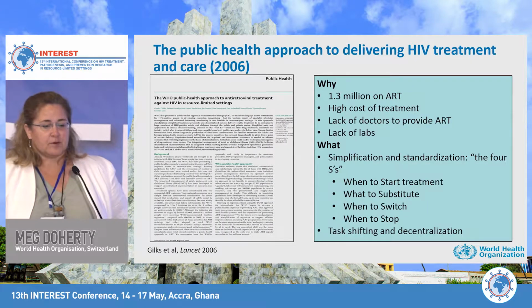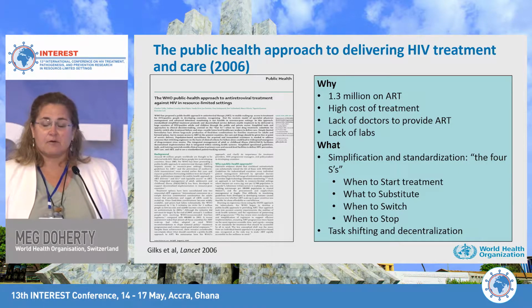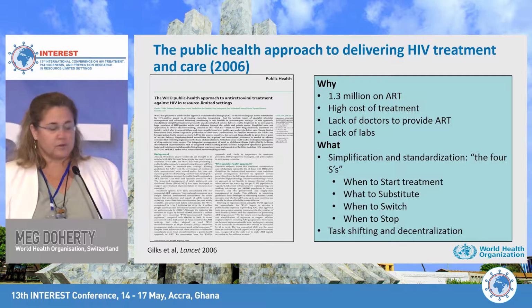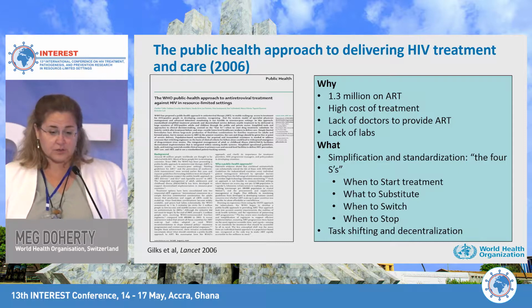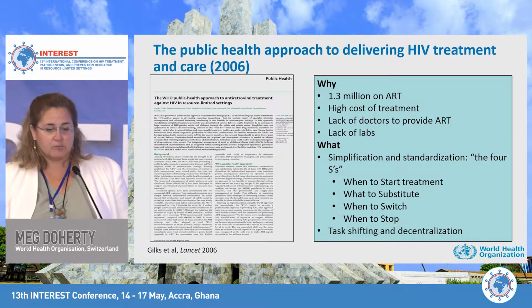The public health approach really got its name in 2006 when the WHO, with Charlie Gilks and team, in the era of 3 by 5, put out a paper in the Lancet asking, how are we going to get to 3 by 5? We only have 1.3 million people on treatment. It's high cost. We have a lack of adequate numbers of doctors around the world. We have a lack of adequate labs available. And really the focus there was on simplification and the declaration of the 4 S's.